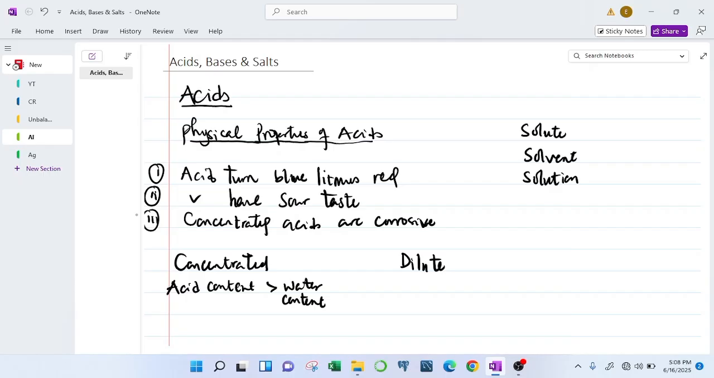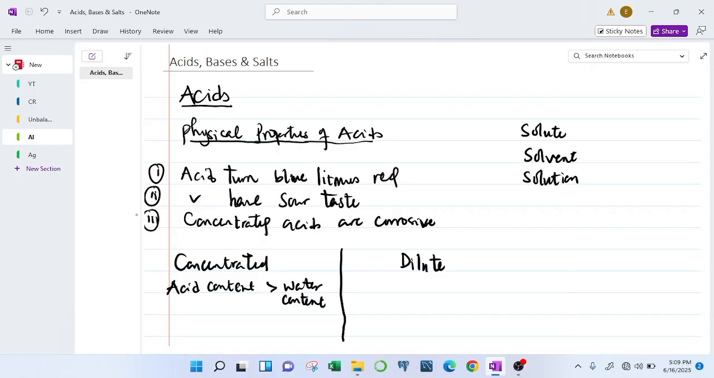That means there is more acid than water. That's the meaning of concentrated. And so you can be hearing these things as you move further. To concentrate an acid, it means you have to remove water or you add more acid to it. Why? Because the amount of acid needs to be greater than the amount of water.